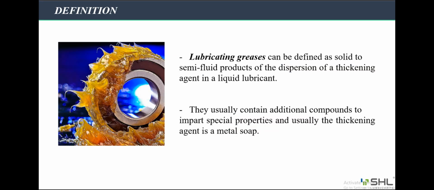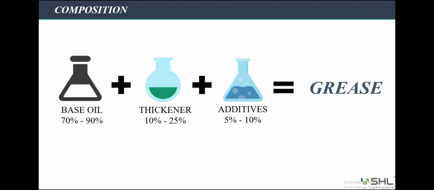First, let's learn about definition. Lubricating greases can be defined as solid to semi-fluid products of the dispersion of a thickening agent in a liquid lubricant. They usually contain additional compounds to impart special properties, and usually the thickening agent is a metal soap. Lubricating grease consists of three components, which are base oil, thickener and additives.